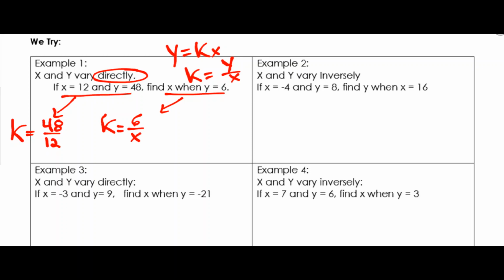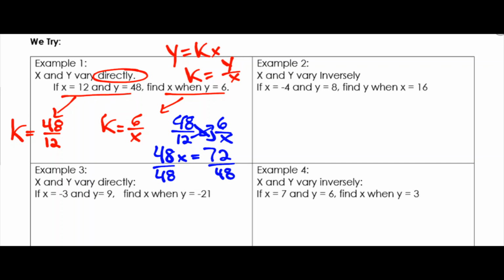But I know the constants have to be the same. I know that k is the same for both of these. So I'm going to combine those two equations and write it as 48 over 12 equals 6 over x. That's a proportion that we know how to solve. You should have seen that a bunch last year, where you cross multiply. You get 48x equals 72. And then we divide by 48 to solve for x, which tells us that x is 1.5.